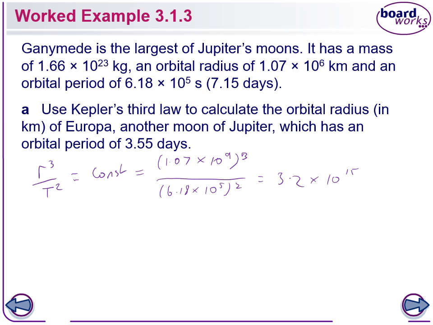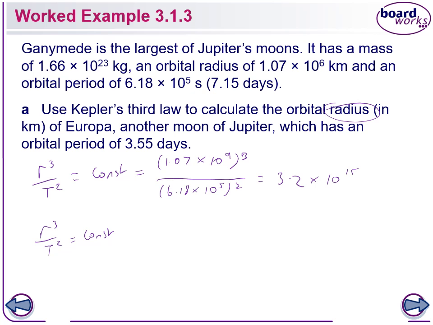Okay, so if we know this constant, then we should be able to work out our data for Europa. Again, we know that r cubed on t squared is equal to that same constant because they're both orbiting the same thing, Jupiter. So we want to find, what do we want? The orbital radius of Europa. We know the period. Well, actually, let's work out the period first. Let's get this exactly right.